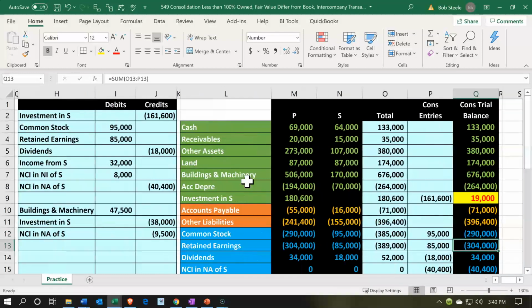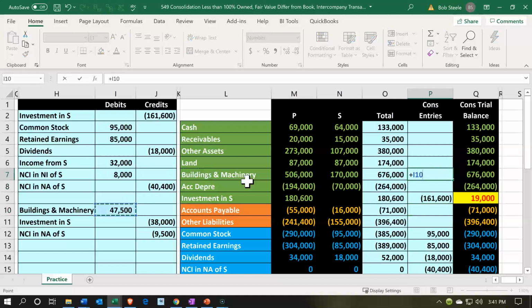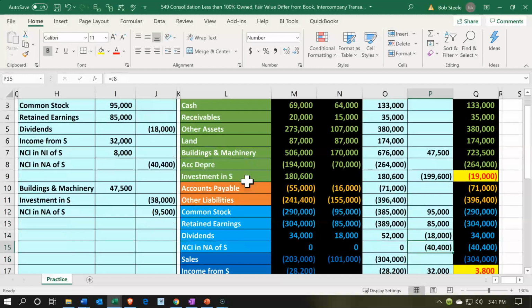There's no goodwill that we have to deal with, so there's not that issue, but there will be accumulated depreciation for prior years and current years. So let's record this. I'm going to say, all right, so then the building and the machinery needs to go up by the 47.5. The other side of that is going to be included in the investment in S due to the equity method, F2 plus F2. And then the other side is going to have to go into this new account that we made, which is the non-controlling interest in net assets of S. So F2 plus F2, and that's going to be the 9,500 there. So there we have that.